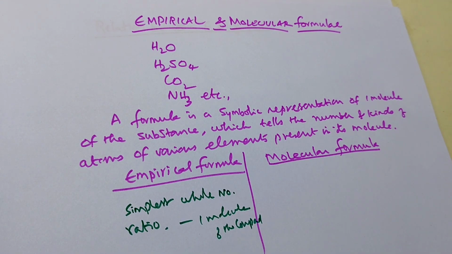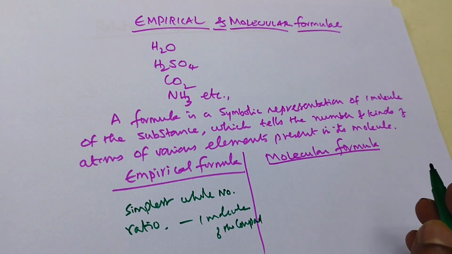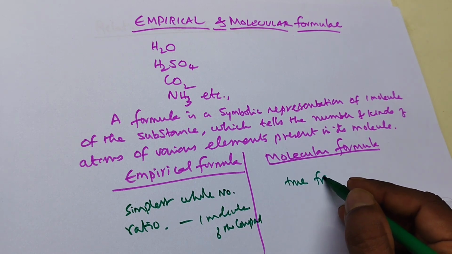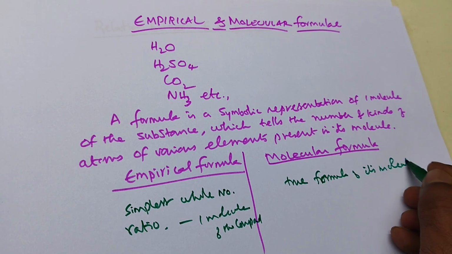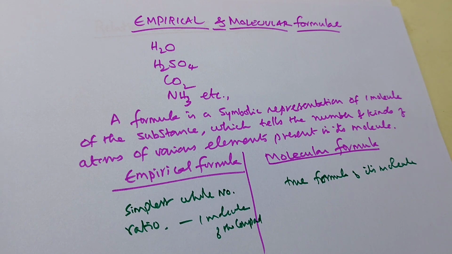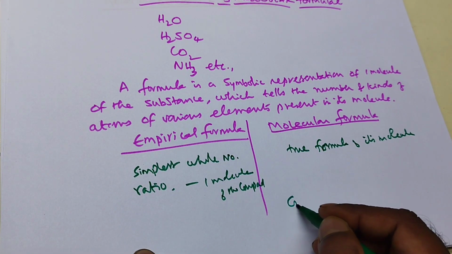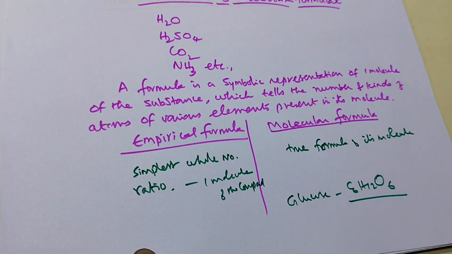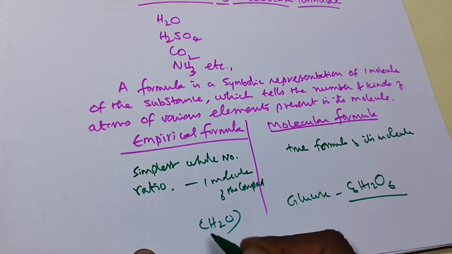Whereas in the case of molecular formula, the molecular formula of a compound is the chemical formula which represents the true formula of its molecules, or the exact number of atoms present in a molecule. Say for example, you can take the glucose formula. C6H12O6 is the formula for glucose. At the same time, if you write it as an empirical formula, you have to write it like this: CH2O n times.